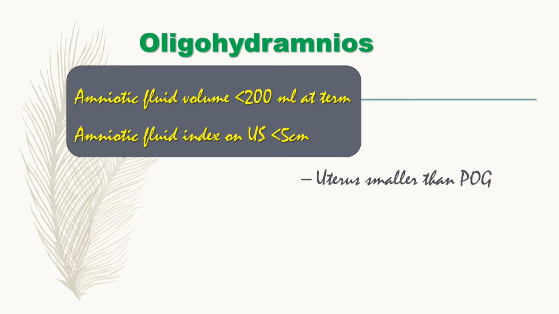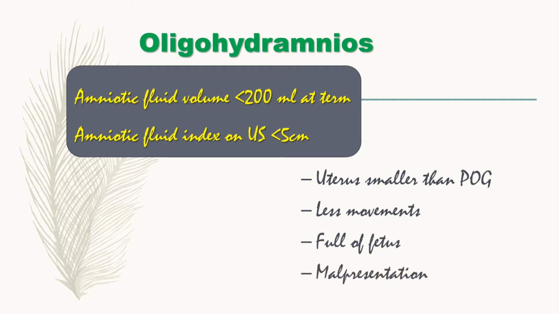Next, what are all the clinical features we can get in case of oligohydramnios? First, uterine size smaller than period of gestation, and fetal movements will be very less, and the uterus is full of fetus, which means there is no fluid, so the uterus will be filled with fetus only, and malpresentation, mainly breech presentation, can occur. So uterus smaller than period of gestation, fetal movements very less, full of fetus in uterus, and breech presentation. These are the most common clinical features.